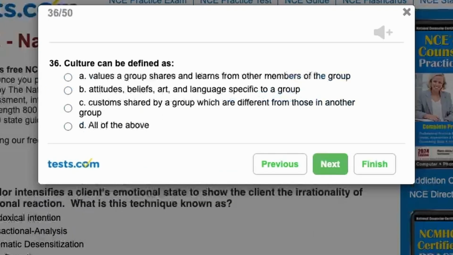Culture can be defined as A. Values a group shares and learns from the other members of the group. B. Attitudes, beliefs, art, and language specific to a group. C. Customs shared by a group which are different from those in another group. Or D. All of the above.